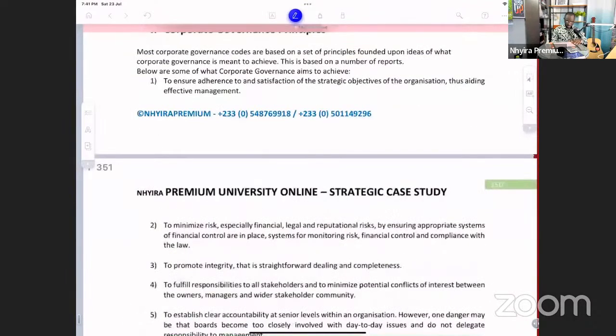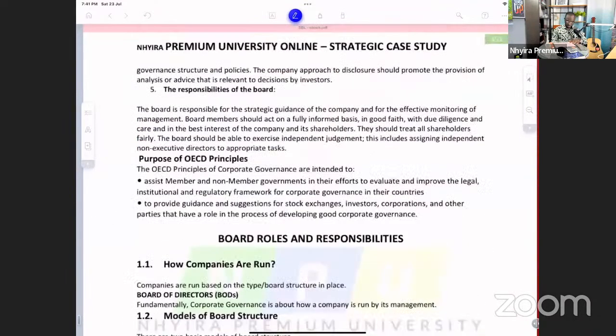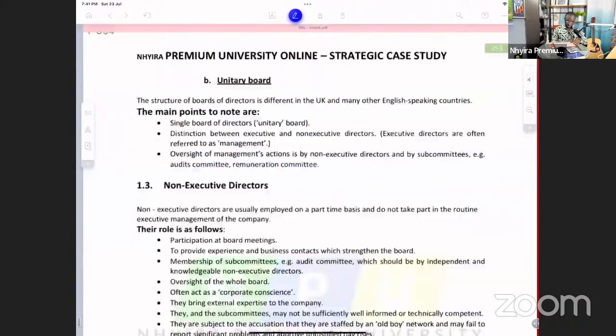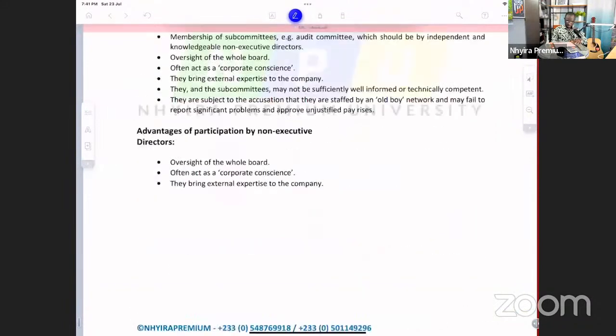Yeah, this is the combined code. This is the role of the board. It shouldn't be that far.